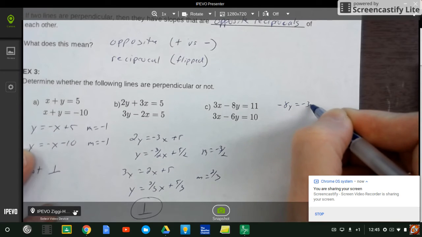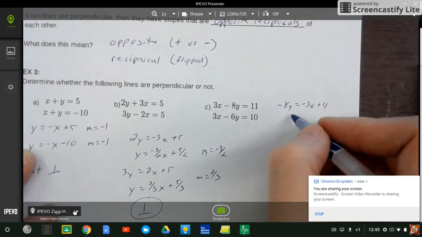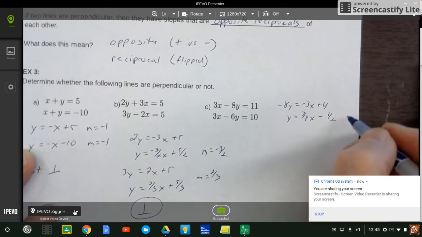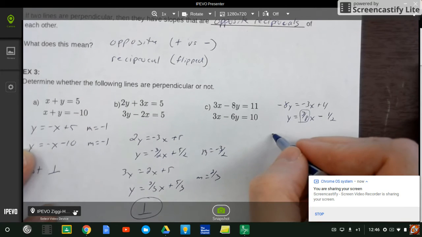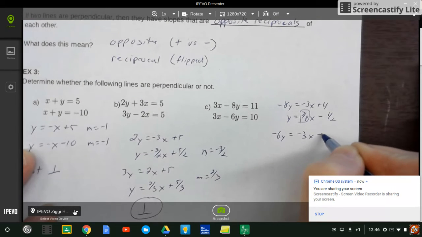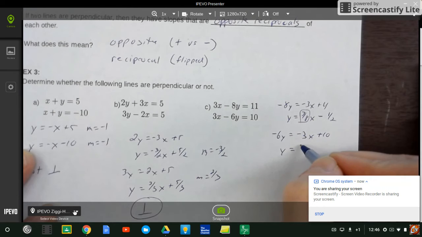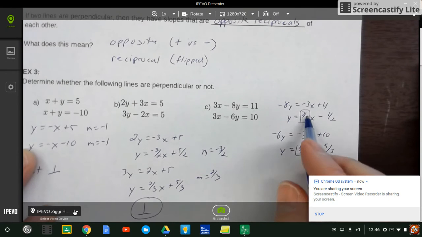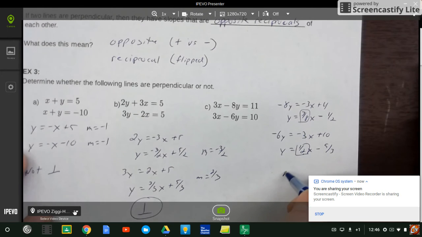And on the last one, let's see, -8y = -3x + 11. That's going to give me y = 3/8 x - 11/8. So 3/8 is my slope. And -6y = -3x + 10. y = 1/2 x - 5/3. Not even close, not even pretending to be close. So this is not perpendicular. Also not parallel, they're just intersecting lines.